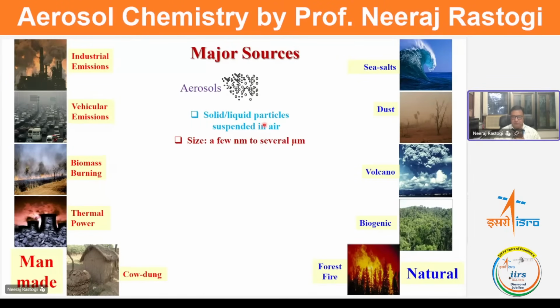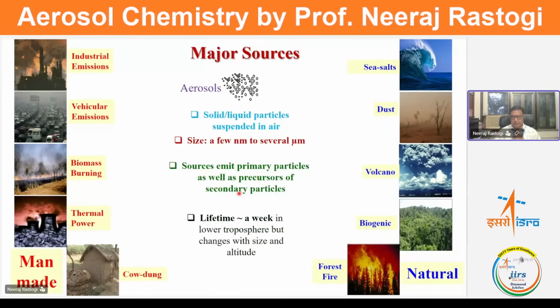Their size ranges from a few nanometers to several micrometers. We will be talking in a little more detail about the size in the next slide. Then these sources emit primary particles as well as precursors of secondary particles. What is a primary particle? If any of these sources is emitting a solid or liquid particle, that is a primary particle. But if these are emitting gases and those gases are converting into solid or liquid particles, then it is called a secondary particle.